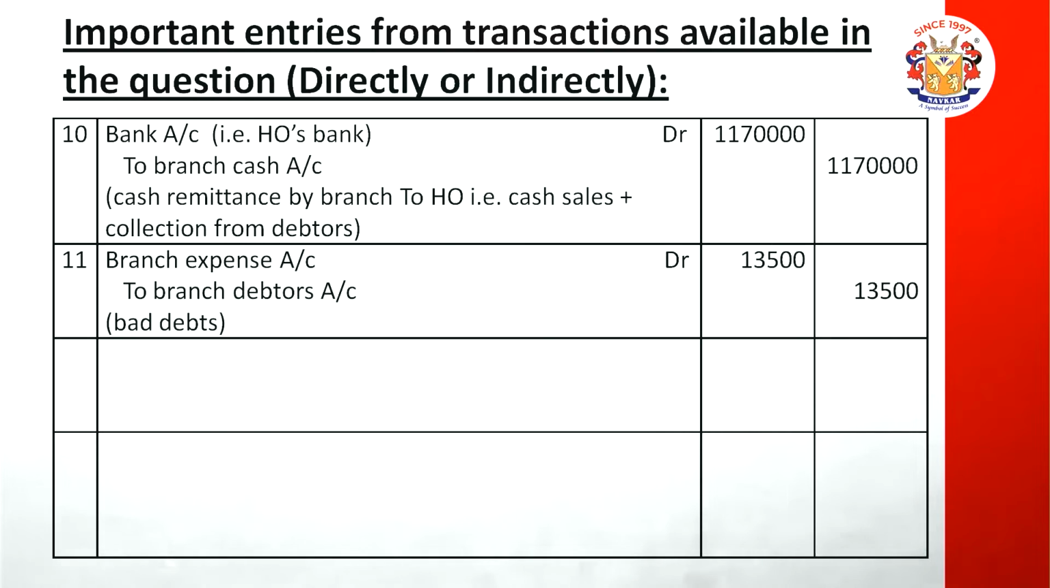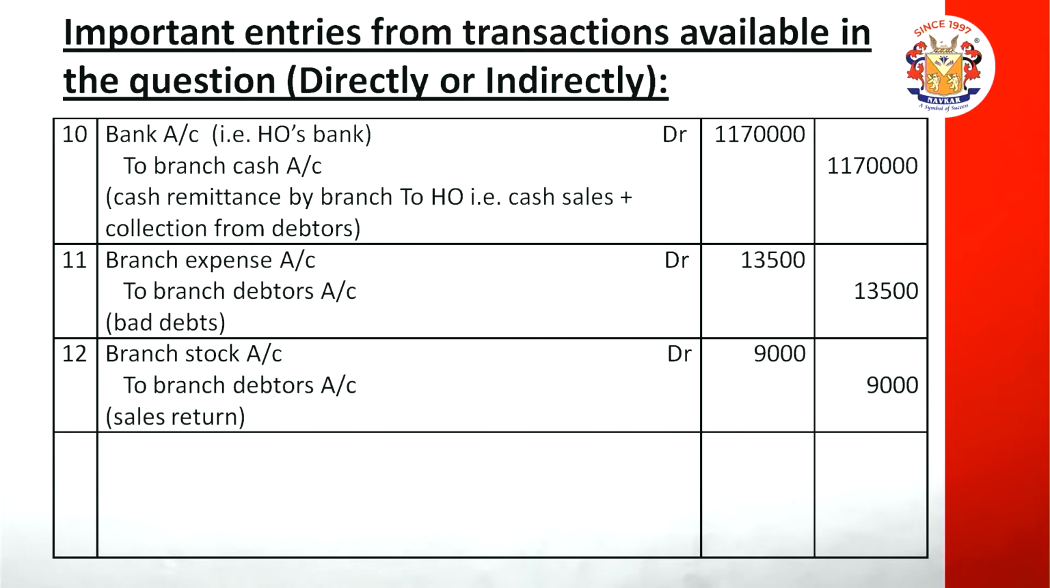Next one, bad debt. Due to bad debt, branch indirect expense will increase and branch debtors will reduce. So journal entry will be like this: branch expense account debit 13,500 to branch debtors account 13,500. Next one, sales return. Due to sales return, branch stock will increase and branch debtors will reduce. So ultimately journal entry will be like this: branch stock account debit 9,000 to branch debtors account 9,000.